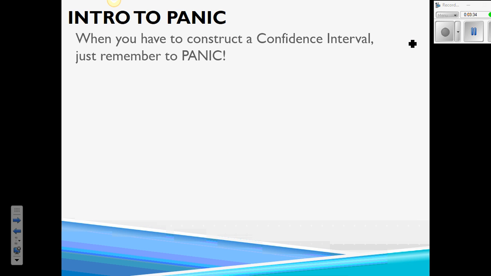All right. Introduction into PANIC. Now, this is going to be a little acronym that you're going to use to remember the components of completing a confidence interval. Generally, when you're asked to do a free response question, you're asked to construct and interpret a confidence interval in context. Whenever you see the words construct and interpret a confidence interval, you're going to remember to PANIC. Not actually panic. I know some of you are like, oh, panic, that's what I usually do in stats, right? Not the actual feeling of panic. You're going to remember the acronym PANIC, okay?